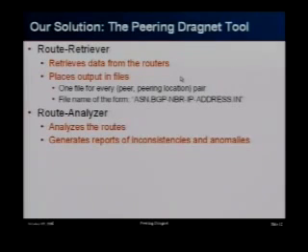So this is our solution in a nutshell. We call it the Peering Dragnet tool. There are two components, route retriever and route analyzer. Route retriever is the component that retrieves data from all the routers. It has a script that logs into the routers and runs the show ip bgp command to get all the received routes, and puts this output in a file. Typically, we have one file for every peer, peering location pair.